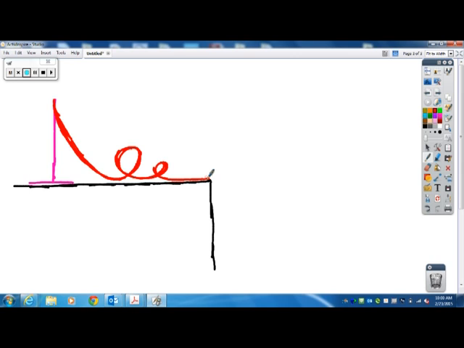So you're going to take a ball bearing and you're going to release it from the top. It's going to roll down. It's going to launch off from the edge of the table.